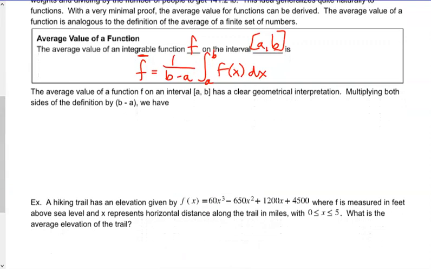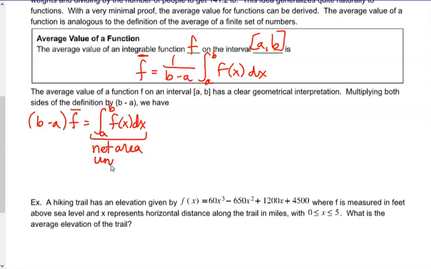Okay? So a big part of this is making sure that you know what the formula is. Now, the average value of a function on interval [a, b] has a clear geometric interpretation. So I want to give you what that means and what it looks like. The way that we do this is by multiplying both sides of the definition by b minus a, which would cancel that, and I get b minus a times f bar is equal to the integral from a to b of f of x dx. Now, from our previous topics, we know that with this definite integral we have the net area under the curve that we are finding when we're looking for the integral from a to b of f of x dx.